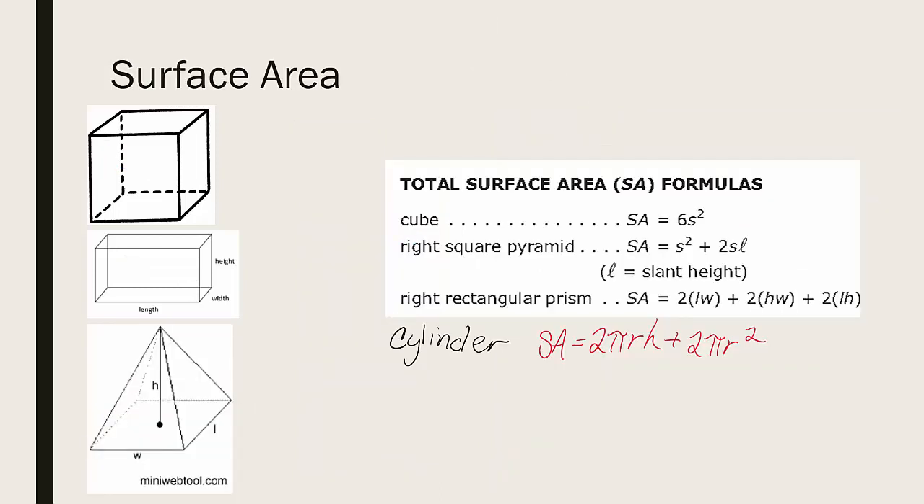So let's look at the surface area. I want you again to pause the video for a second and then match the three shapes to the cube, the right square pyramid, and the right rectangular prism.